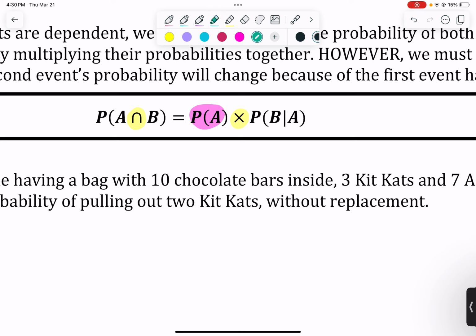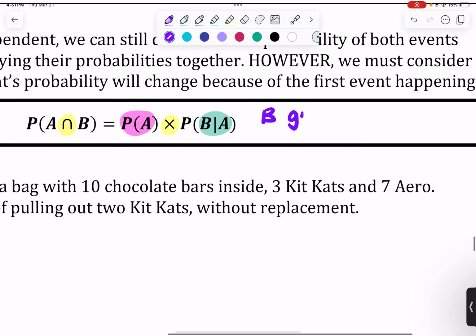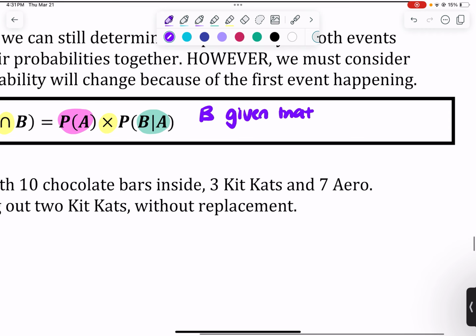So I still have the P bracket. That still means the probability of. But on the inside here, we have the probability of event B happening, whatever that event is, pulling out a second white sock perchance, given that, or such that, that straight vertical line, that's what it refers to, given that event A has taken place. So that's how we read it. And we'll talk about more of that in just a moment.